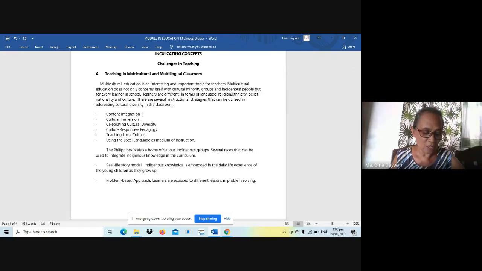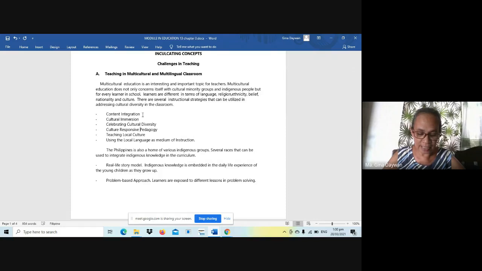Next, culture responsive pedagogy. Teachers use pedagogical methods, approaches, and techniques that respect the cultural values, cultural mindset, and cultural practices of the learners. And then we have teaching local culture. Teachers will introduce local culture to students through lectures, fora, and symposia. And we have using the local language as medium of instruction.